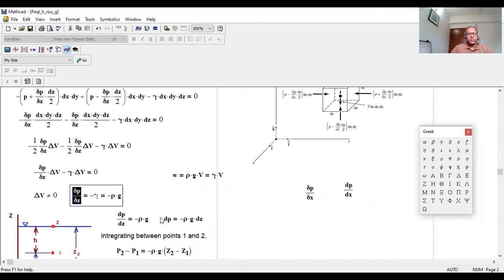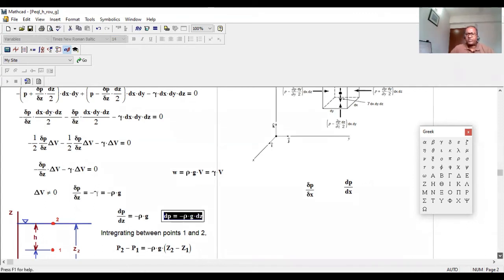Okay. So dP equal to minus rho g dZ. Now, this one we will integrate on both sides between two points. Let's see how we can integrate between two points.